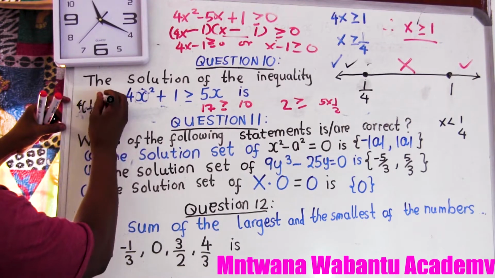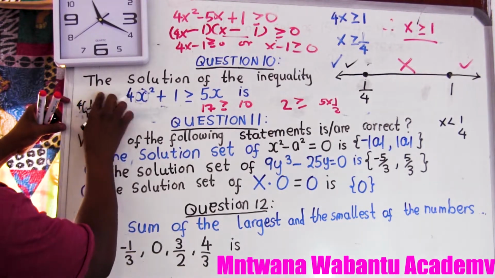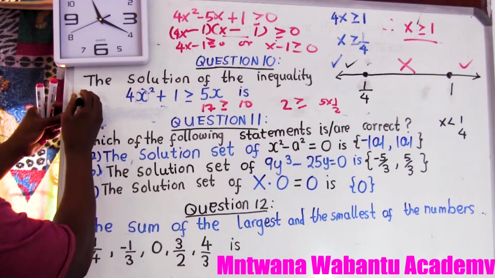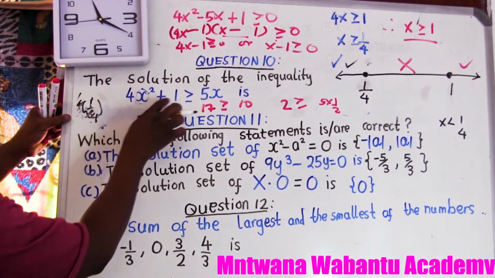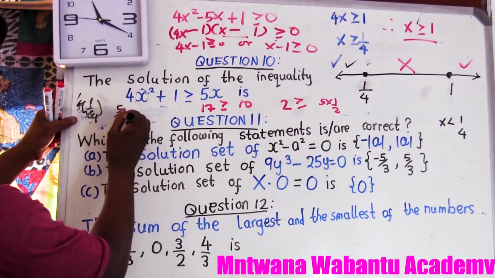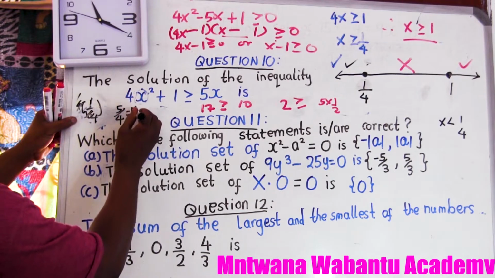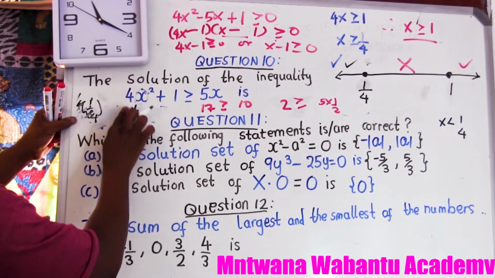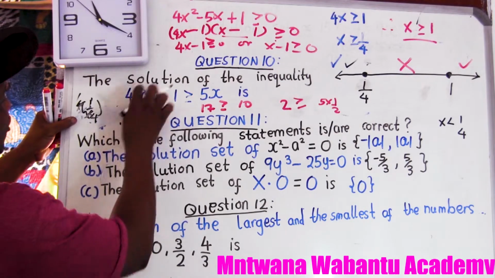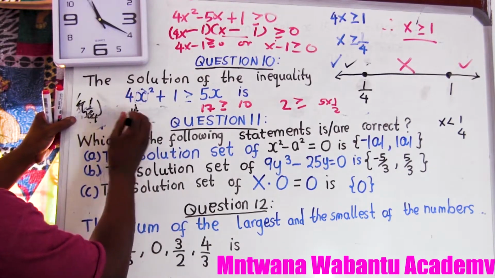When you square 4, it's going to give you 16. So we don't have the square anymore. 4 by 4 is 1 over 4. So it's 1 over 4, plus 1 is going to be 5 over 4, or you can say 1 and a quarter. So when you plug in 1 over 4 here, it's going to give you 1 and 1 over 4, or 5 over 4.